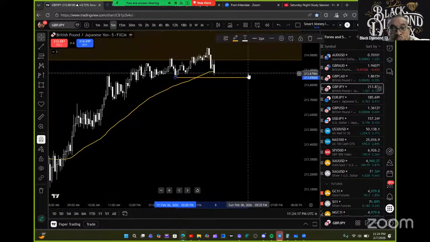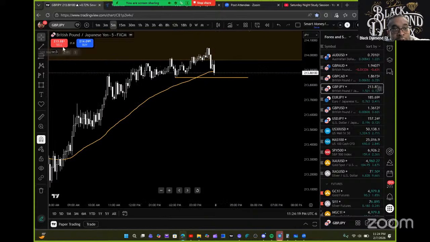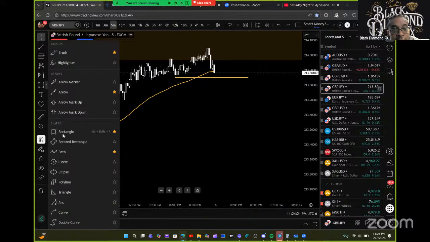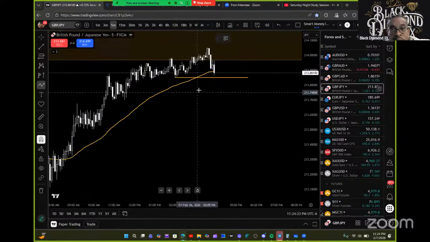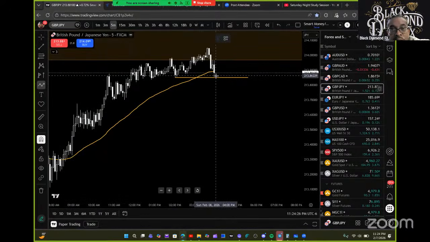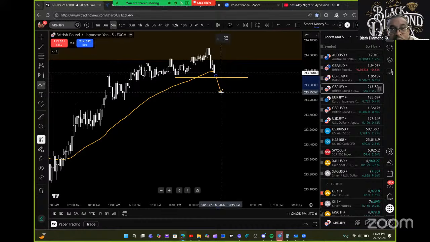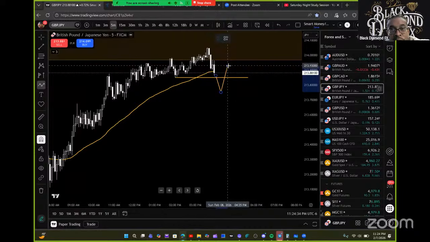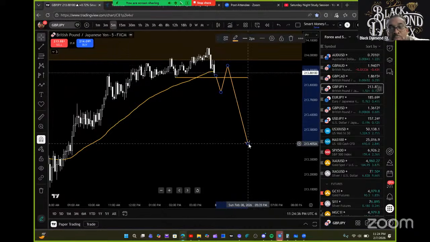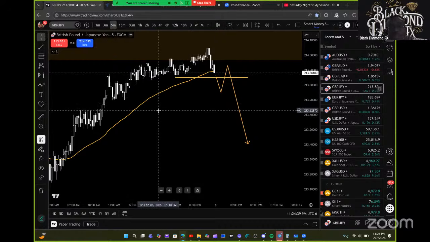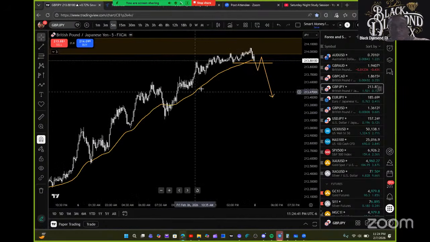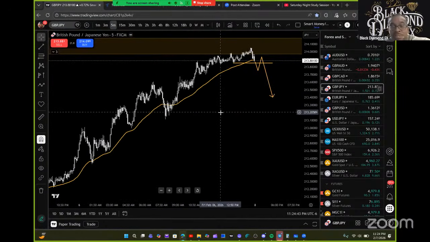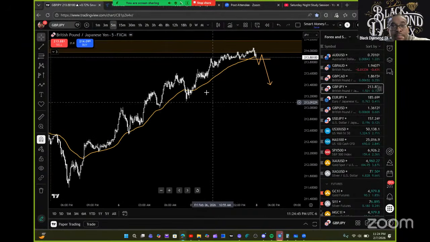All right. So I would want to see it break that low, come down, come back into it. You can see it create like a little order block right there. All right. And then continue on this way down. That's what I would want to see on GBP JPY for me to take a sell on it. All right. Something similar to that.